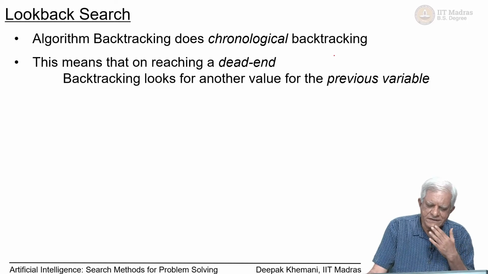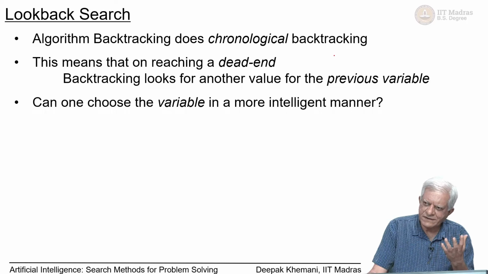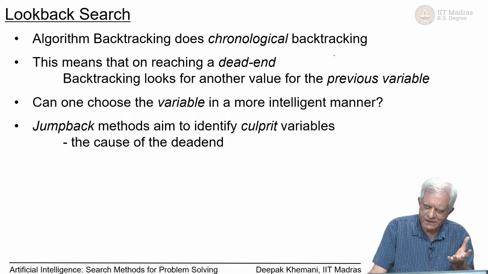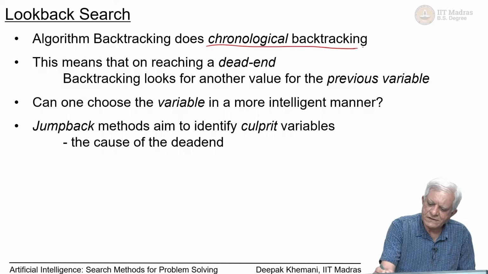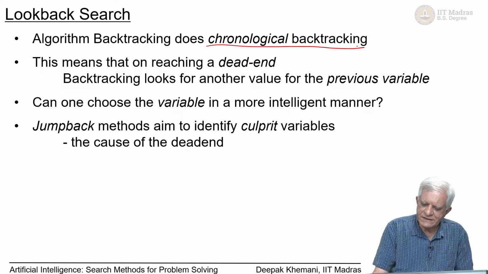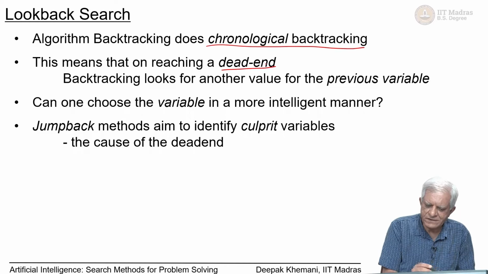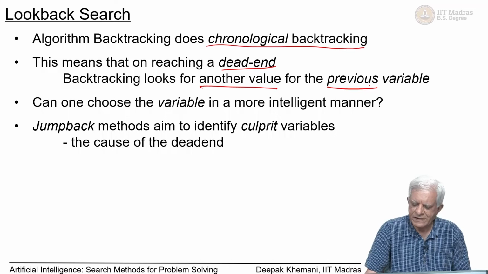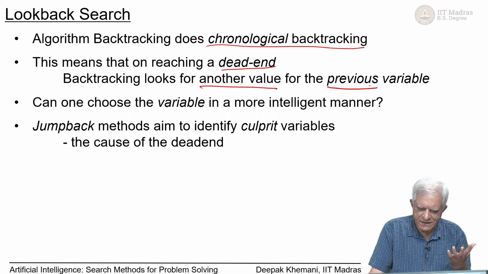Just a passing mention on look back search. So, look ahead search tries to prune future variables, and as we saw, there were 4 algorithms: forward checking, partial look ahead, full look ahead and AC look ahead, which did increasing amount of work. But what about looking back? Algorithm backtracking does what we call chronological backtracking. This means that on reaching a dead end, which is some variable, it looks for another value for the previous variable, and this is chronological, systematic in some sense.